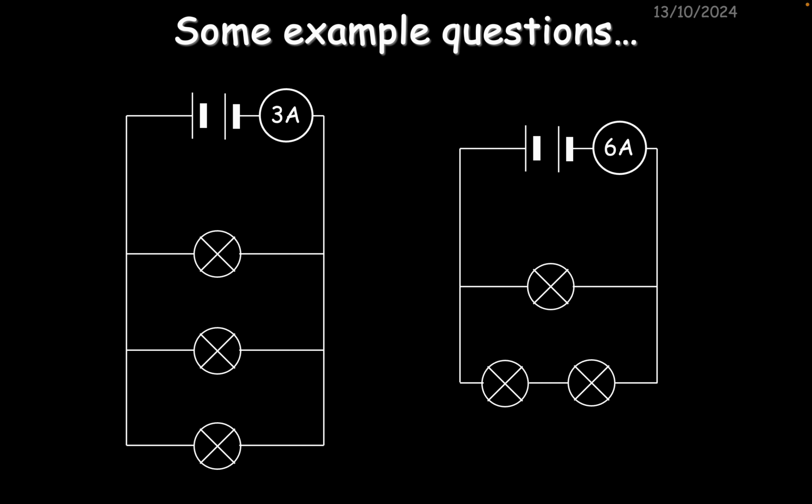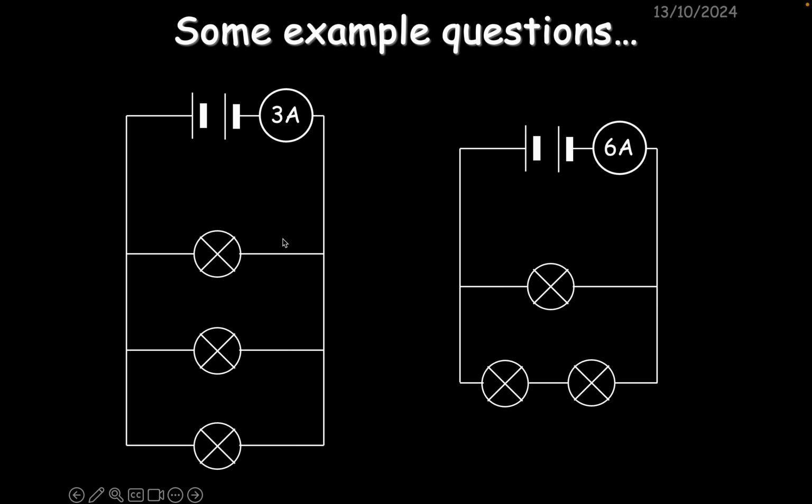So here are some example questions that you've got to work out. If there's 3 amps and the bulbs are identical, how much will each bulb get? And if there's 6 amps, the second question is a bit more difficult. There's 1 bulb in the first path and 2 bulbs in the second path. Well, this one has a bigger resistance.